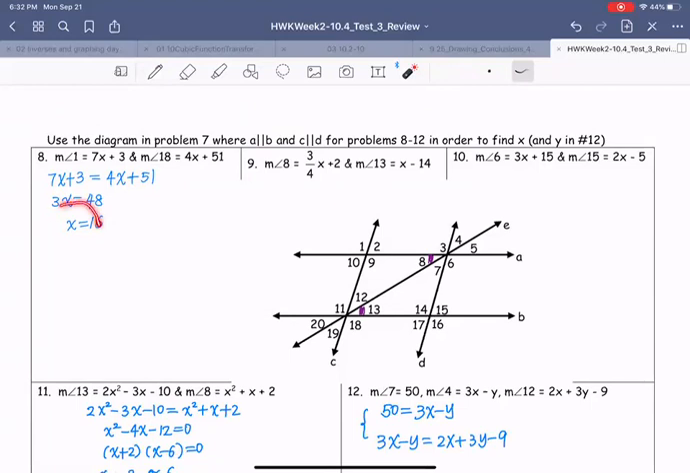Let's see. Did you get this one here? Yes. Okay. Now let's do this one. Angle 8 and angle 13. So you can list what equation? Angle 8, 13. 3x plus 3 over 4x plus 2 equals x minus 14. Yes, let's do it.